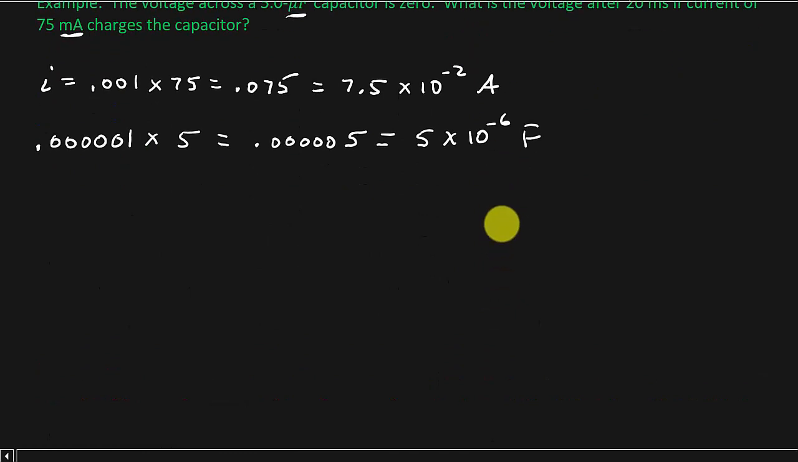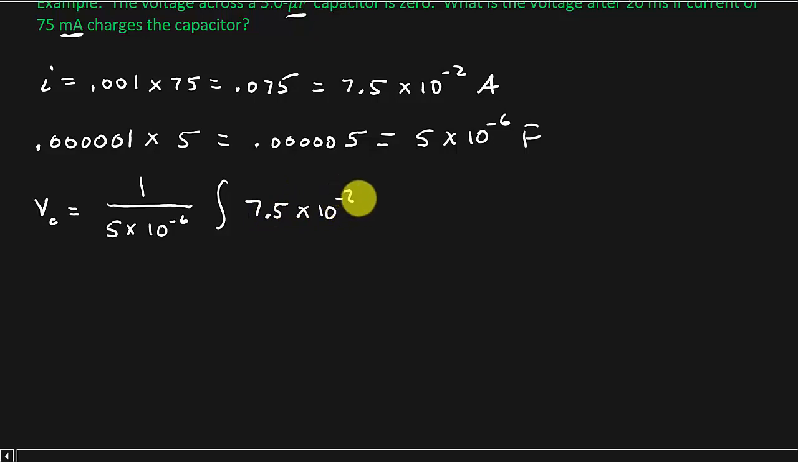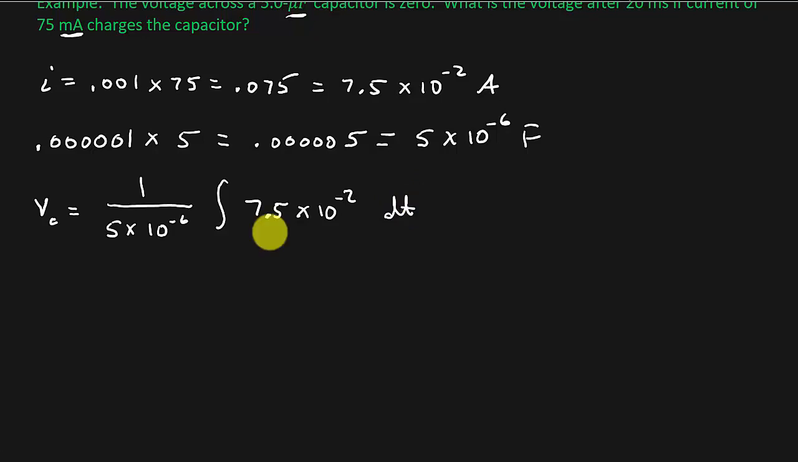All right. So the voltage VC is going to be 1 over 5 times 10 to the -6 times the integral of 7.5 times 10 to the negative 2 dt. And I know that looks kind of weird, doesn't it? But it's just a constant. It's a number. That's all it is. It's in scientific notation.